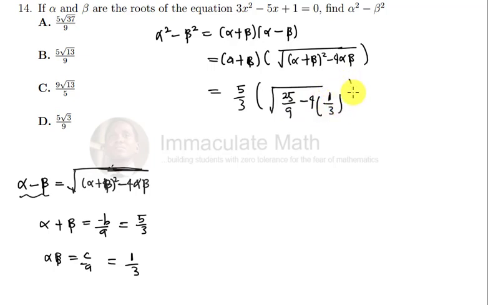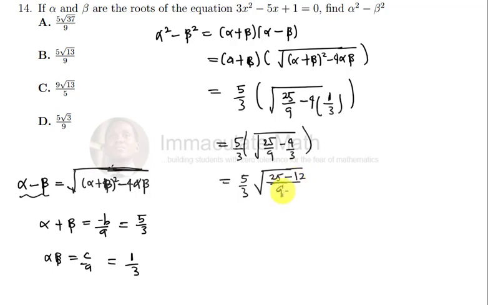So I'm going to have 5 over 3 multiplied by the square root of 25 over 9 minus 4 over 3. If I take the LCM of what's inside, 5 over 3 stays outside, multiplied by the square root of, and the LCM here is 9. So I'm going to have 25 minus 12. Why? Because 9 divided by 3 is 3, then 3 multiplied by 4 gives me 12. Don't forget there's a minus in front.